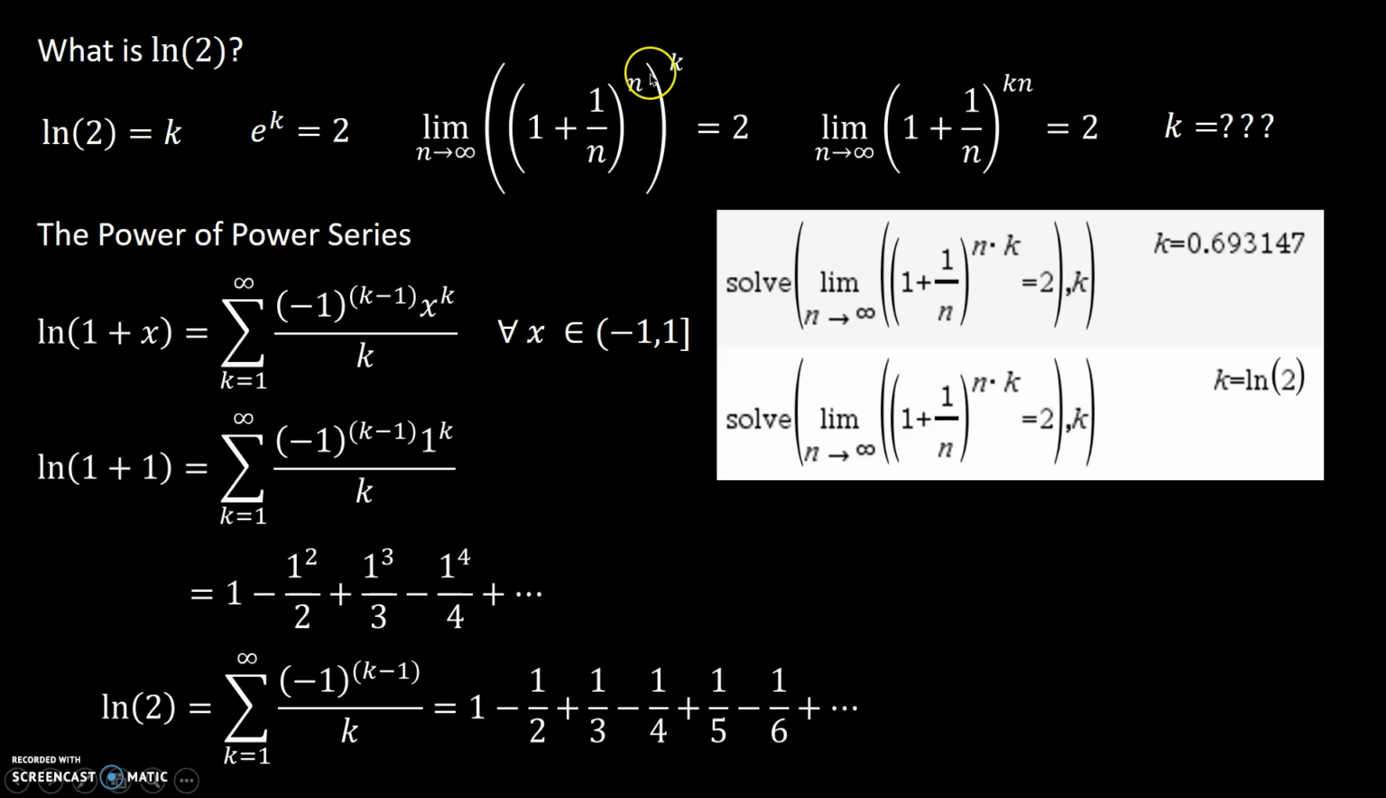Well, using properties of exponents, we can multiply these two out. And what we're asking is, what value of k satisfies this limit? And so natural log 2 is indeed quite a complex number. It's a real number, but the ideas are complex. And what we're looking for is this value k, and it's kind of hard to imagine what this is.